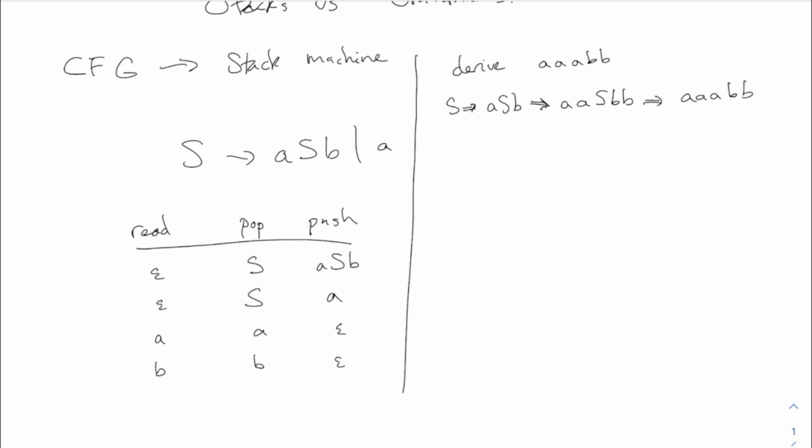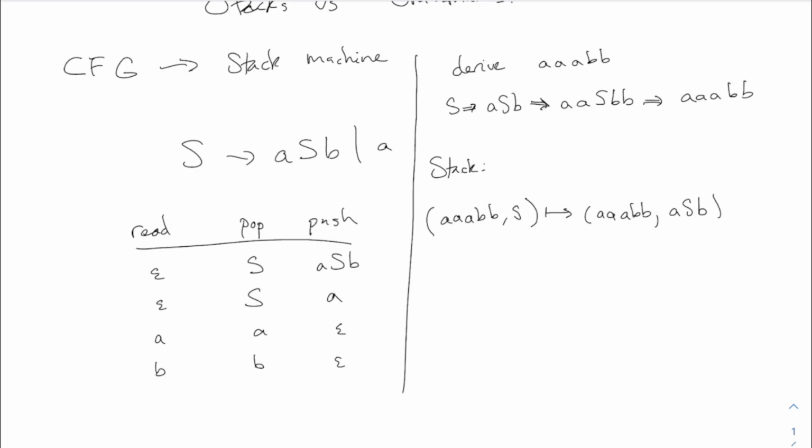I'm going to try to do those same steps more or less in that same order on the stack machine. So on the stack machine, I start with the whole string, AAABB, comma S, and using the arrow that looks like that, I'm going to do the same steps. The first step that I did on the grammar was S goes to ASB. That is rule number 1 on this stack machine. It's an epsilon read, so I leave the string like it is, AAABB, comma, and now S changes into ASB.